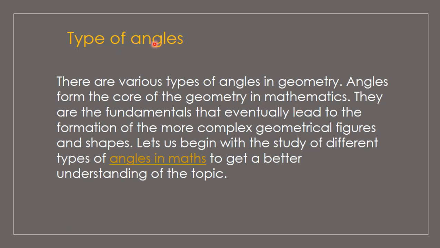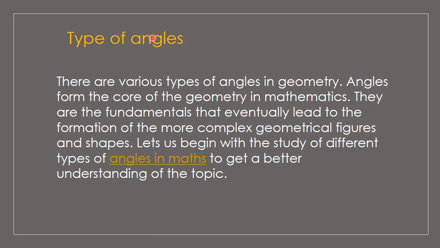Now let's talk about types of angles. In our geometry, there are lots of angles. And in our daily life, we observe the objects, their corners. So we can say the corners have the angles, and in every object there are different angles, and the measurement of the angles is different in every object.